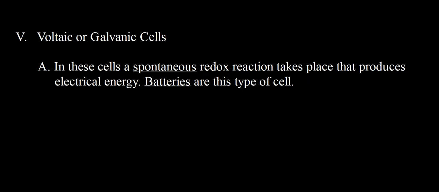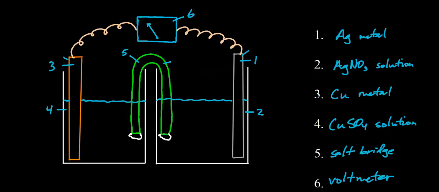Inside a battery, this could be a car battery or a little battery inside one of your electronic devices, you have a spontaneous redox reaction that occurs. This reaction produces electricity, which we can then use to power our electronic devices. So let's take a look at a diagram of a galvanic cell. Go ahead and pause the video, draw this diagram, and label all the parts of this galvanic cell. Go ahead and pause now.